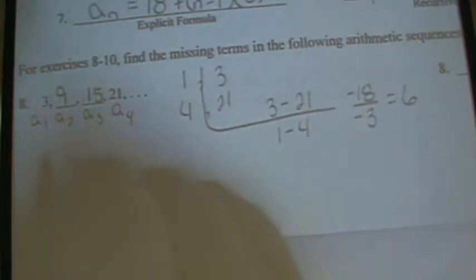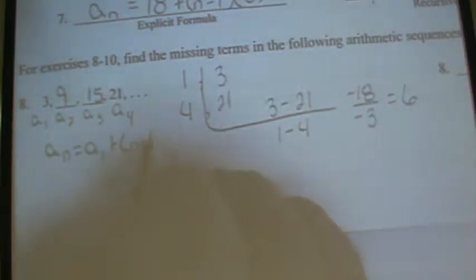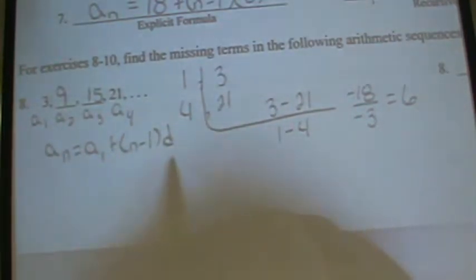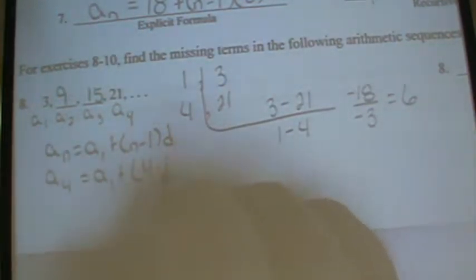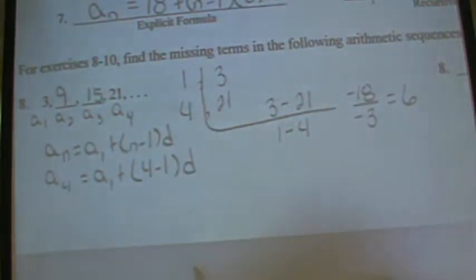You can also set it up using the explicit formula. So an equals a1 plus n minus 1 times d. And this time you're solving for that d value. So you're going to use the numbers that you're provided with. So we're going to set an equal to our fourth value. So we're going to have a4 equals a1, if our n is 4, we have 4 minus 1 here. And then again, we're looking for that d value.